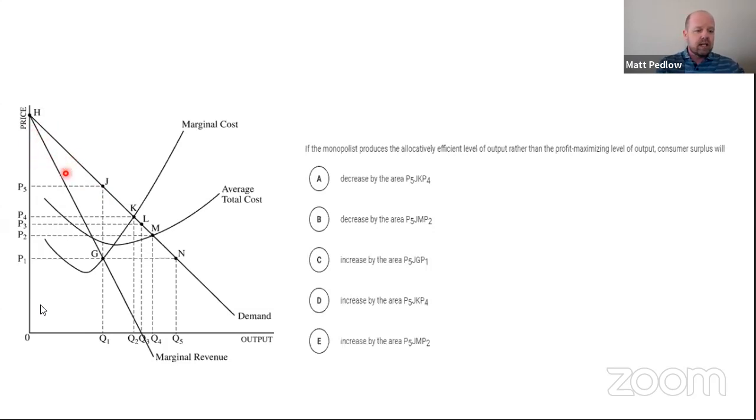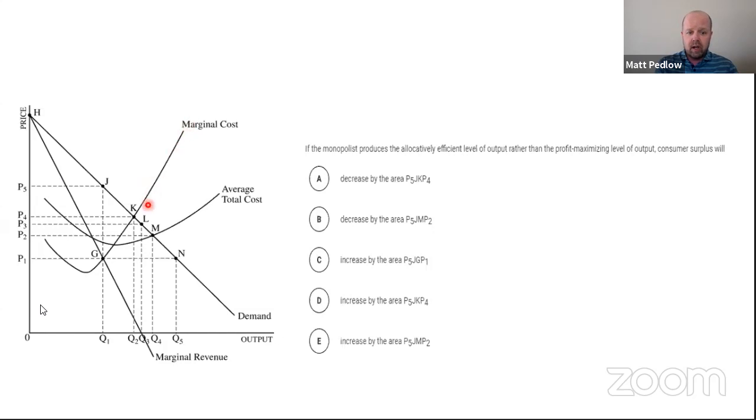And what this question is asking about is what's going to happen to consumer surplus if they produce the allocatively efficient level. So that's what we're going to spend some time talking about today. So allocatively efficient is where price equals marginal cost. The big thing I've noticed over the years with kids is they like to say, well, what price?